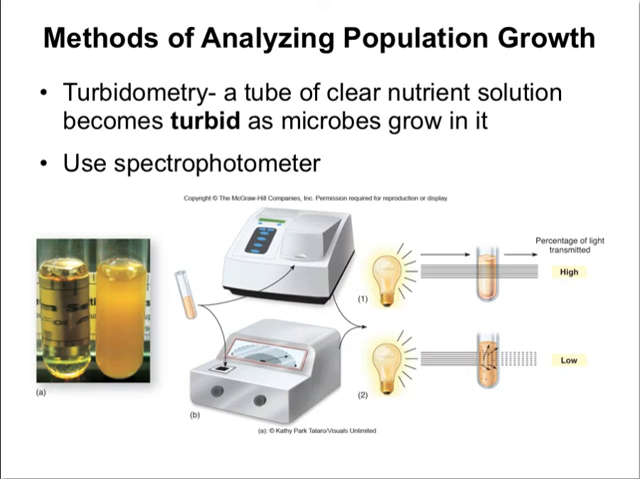Microbiologists have developed several alternative ways of analyzing bacterial growth, both qualitatively and quantitatively. One of the simplest is using turbidometry, which is where researchers are using the turbidity or cloudiness as a measure of how many microbes are growing in the sample. We take a tube of clear nutrient solution, and then as microbes grow in it, it becomes more cloudy. Then we use a spectrophotometer to send light through the sample. If a lot of light passes through the sample, then there's not much growing in it. If less light passes through, then there's more growing in the sample. Greater turbidity means greater population size, and thus we have a qualitative measure of microbial growth.